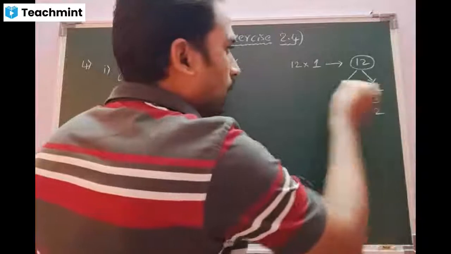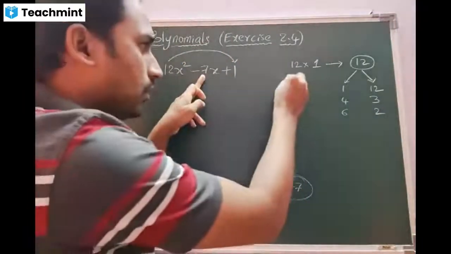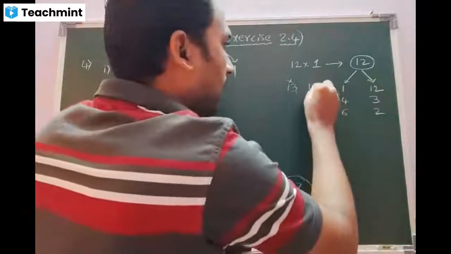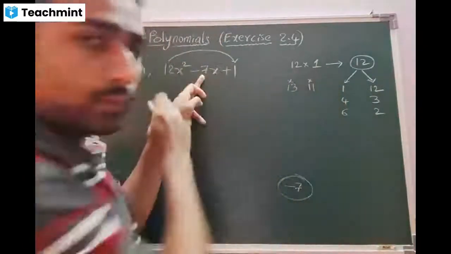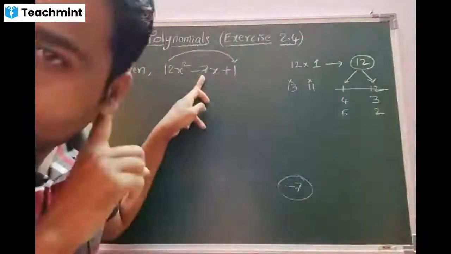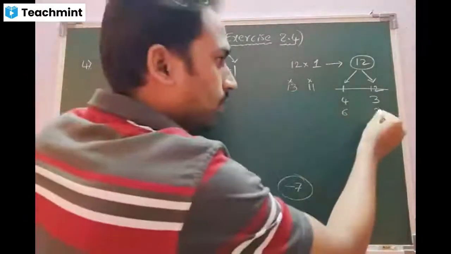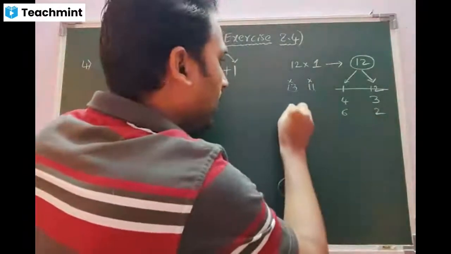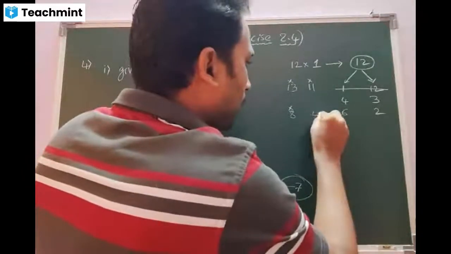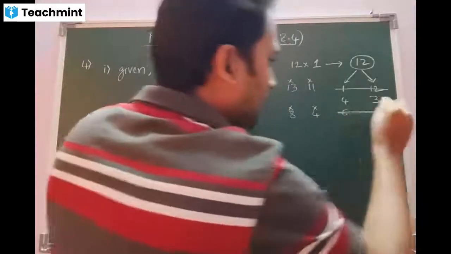Beta, 1 and 12, if you add it is 13. 13 is more, 7 is less. So not needed. If you subtract, 12 minus 1 is 11. This is also not equal to 7. So first set is cancelled. Correct, beta? Let me see the third set. 2 and 6, add it 8, which is not equal to 7. 2 and 6, if you subtract 4, which is not equal to 7. So this set also cancelled. Understanding?